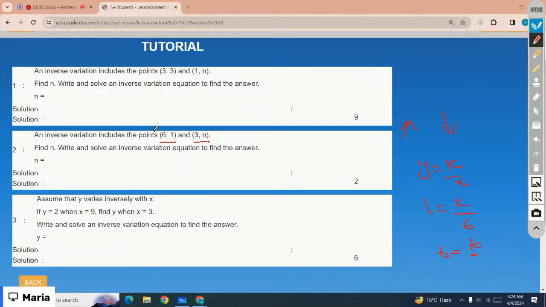So k is 6 here. Now we need to find the y for this equation. So y equals k over x. K is 6 and x is 3. So 6 divided by 3 is 2. So y is 2. Here you have 3 and 2. Got it? The equation is y equals k over x because y and x are inversely proportional.